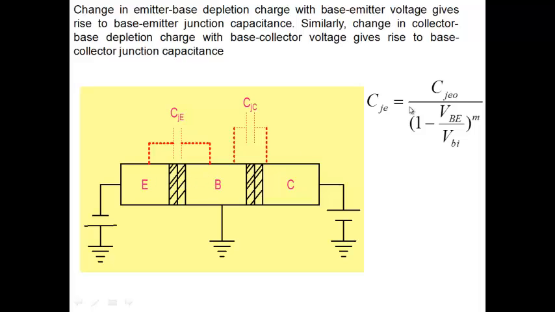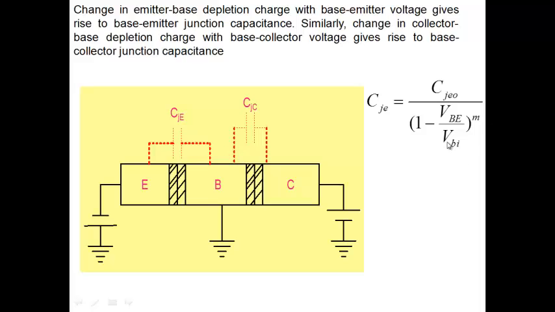So anyway, these terms will be given to you. CJE0 will be given to you, VBI will be given to you, and M will be given to you. Which means that if you know the base-emitter voltage, you can determine the junction capacitance. And note, because the base-emitter junction is forward biased, most of the time we'll assume VBE is about 0.7. If VBI is given to you, we can quickly calculate what the junction capacitance is.